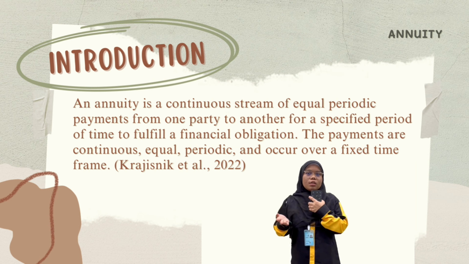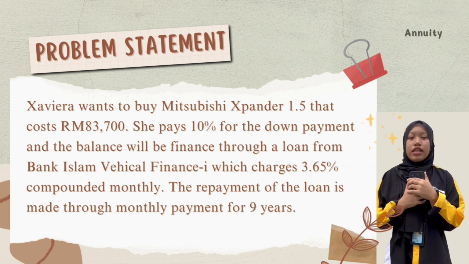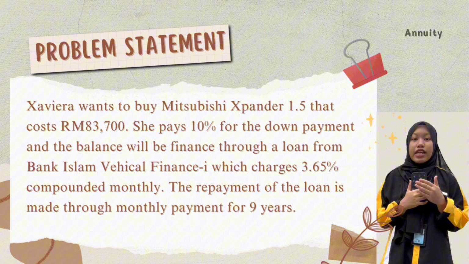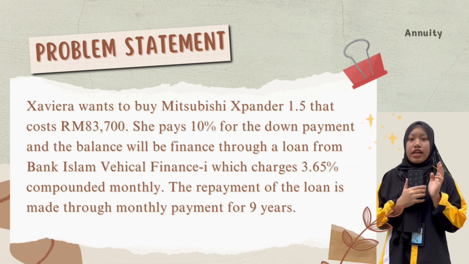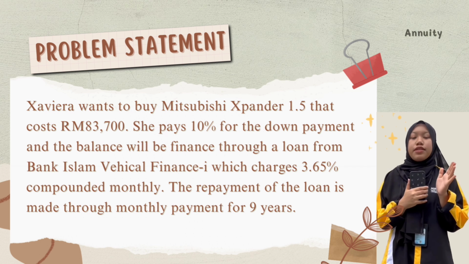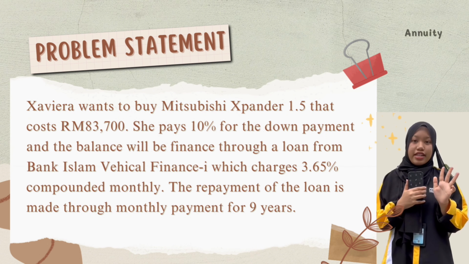Zavira wants to buy a Mitsubishi Xpander 1.5 that costs RM 83,700. She pays 10% for the down payment, and the balance will be financed through a loan from Bank Islam Vehicle Finance I, which charges 3.65% compounded monthly. The repayment of the loan is made through monthly payments for 9 years.